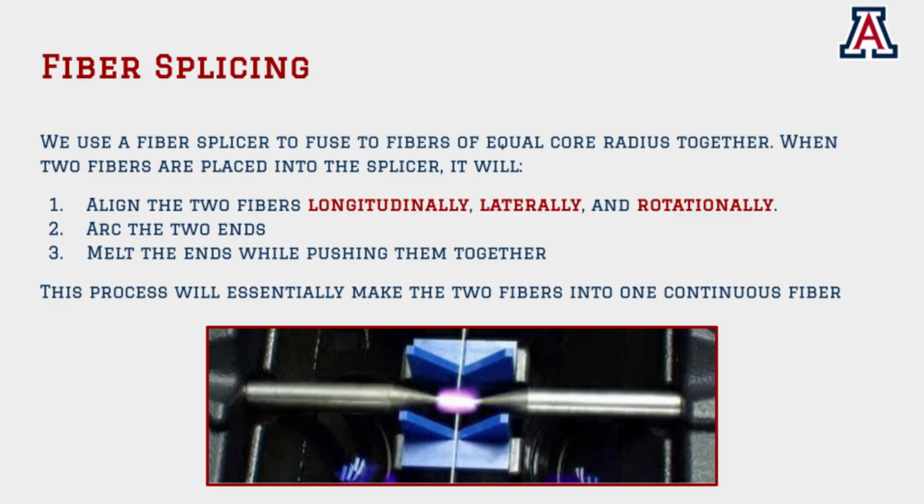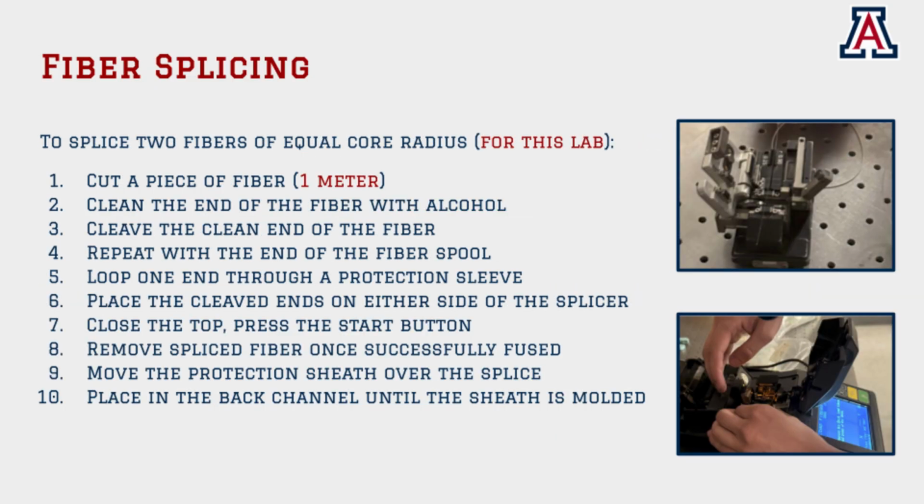alignment and accuracy. In our lab, we followed the standard fusion splicing steps: cutting a 1 meter fiber, cleaning it, and cleaving both ends to make smooth, flat faces. We loaded both fibers into the splicer and attempted to line them up.